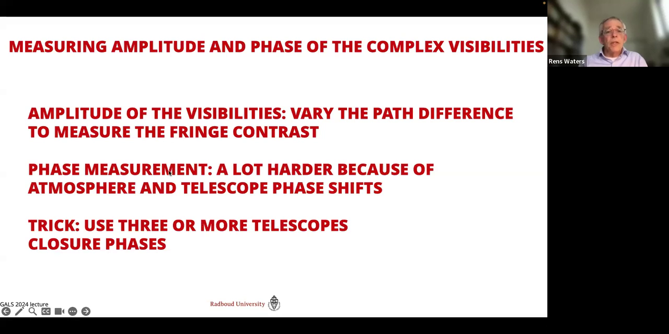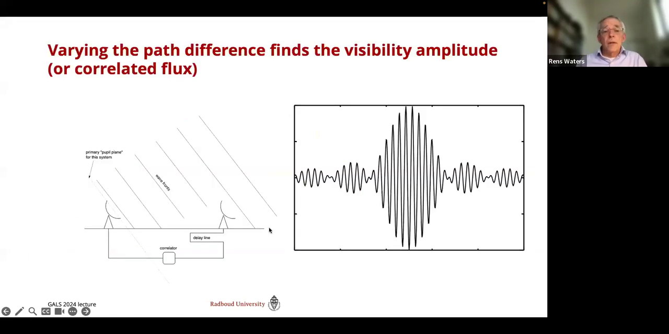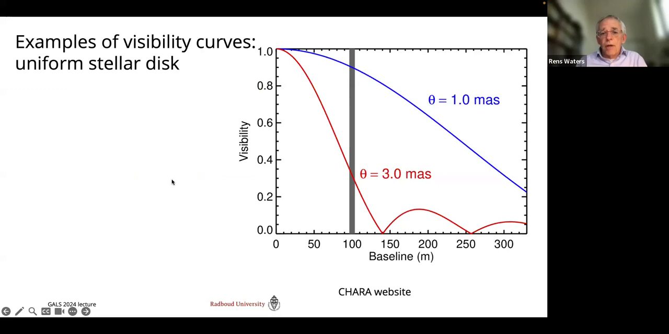And what people do to still get a phase measurement, and remember the phase tells you about the geometry, which is of course one of the important things to measure, is... I first have a few examples of visibility curves of different objects. So here is a visibility curve of a uniform stellar disk. So there are two examples here. So this is for a particular telescope setting with a particular distance of the interferometric elements.